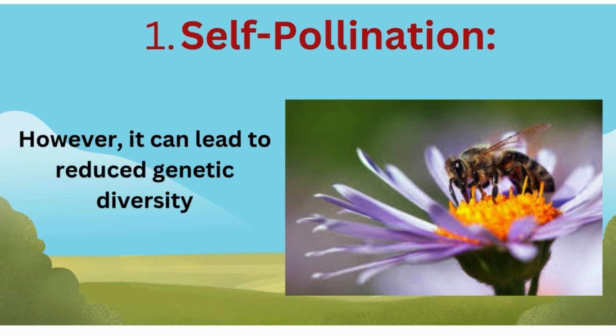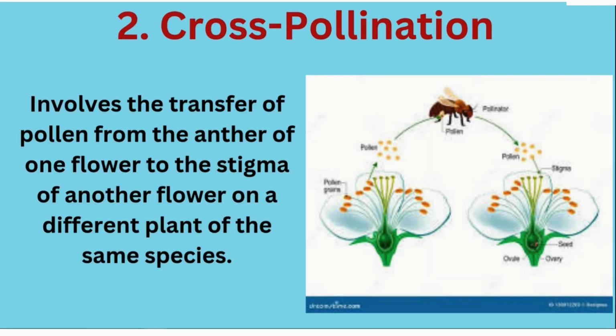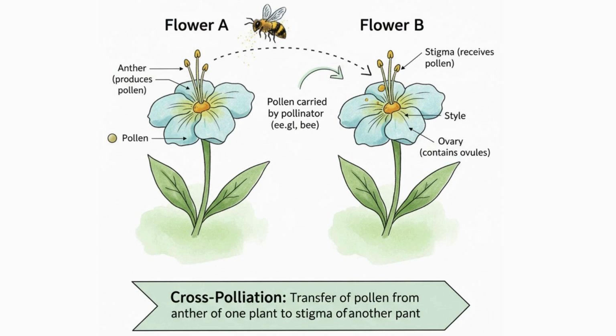The second type of pollination is known as cross-pollination. It involves the transfer of pollen from the anther of one flower to the stigma of another flower on a different plant of the same species. This can be explained in this diagram: in cross-pollination, two different flowers exchange pollen between reproductive organs, with transfer of pollen from the anther of one plant to the stigma of another plant.